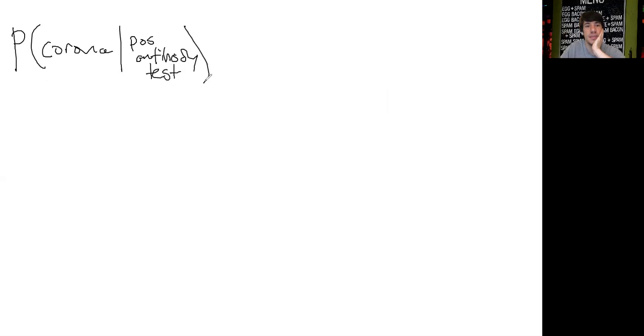So the standard example that you run into of Bayes' theorem is particularly appropriate these days. So suppose that you want to know what's the probability that you had coronavirus given that you have a positive antibody test. Okay, so sometimes I might write C for that and A for that.